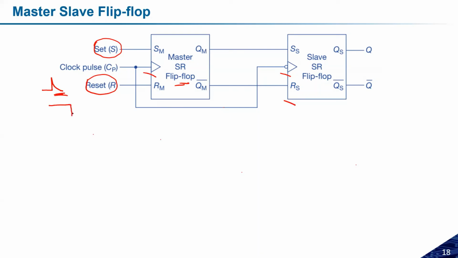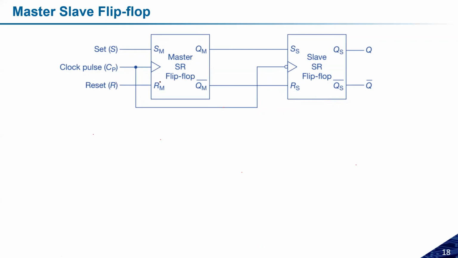Once the next clock pulse comes, something like the negative clock pulse, a negative spike, whatever data the master flip-flop stored will be processed through this slave flip-flop. So this is how we can avoid this race around problem with the help of the master slave flip-flop as well.